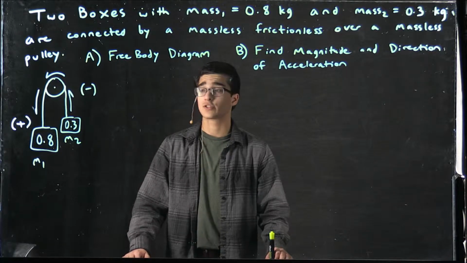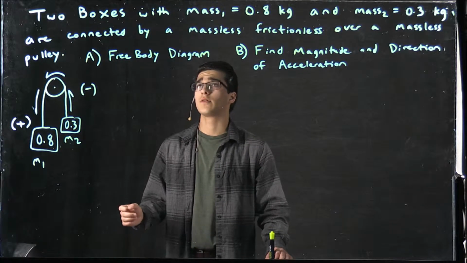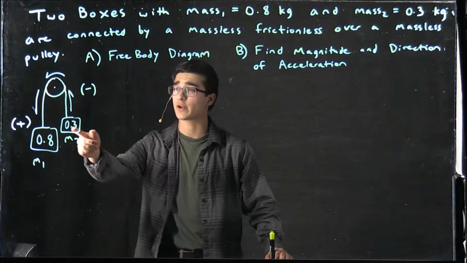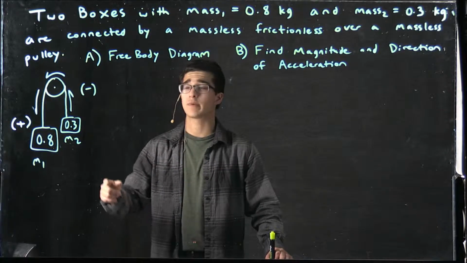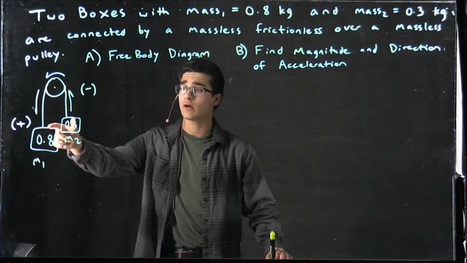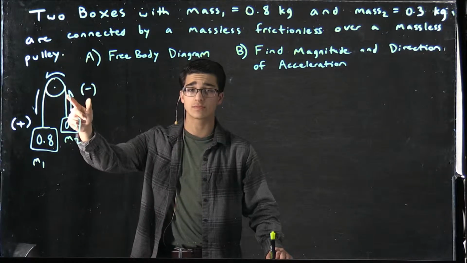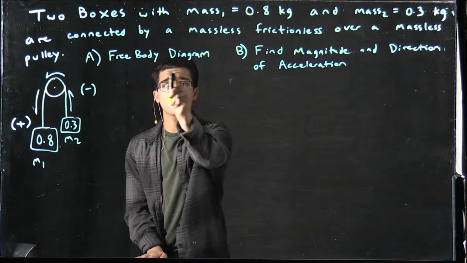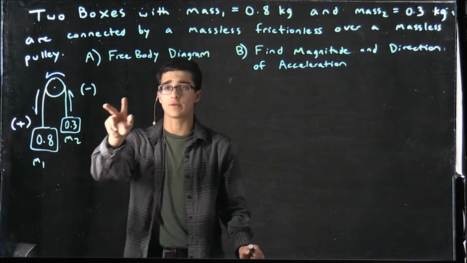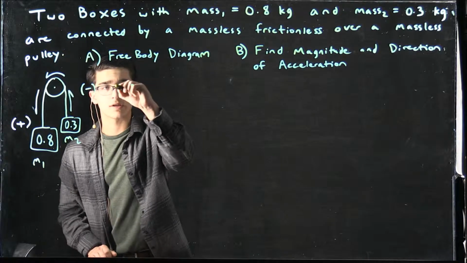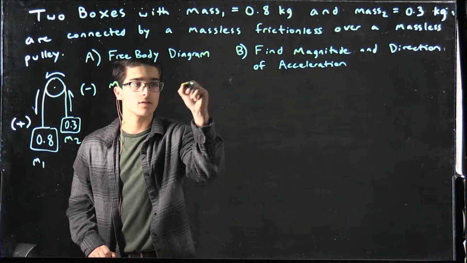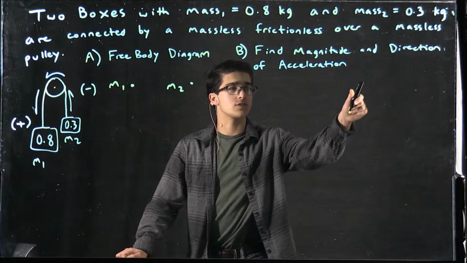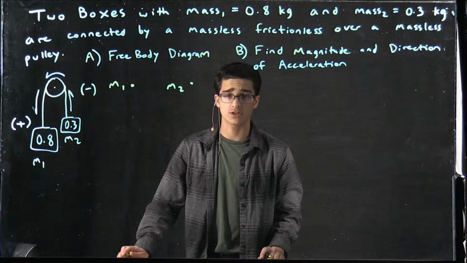Today we are going to solve a pulley problem. There are two boxes with mass 0.8 kilograms and mass 0.3 kilograms connected by a massless frictionless string over a massless frictionless pulley. Now what we have to do today is write some free body diagrams for each of the boxes. So that'll be M1 and M2. We have to find the magnitude and direction of acceleration, and we have to find the tension force, which I will show you later.